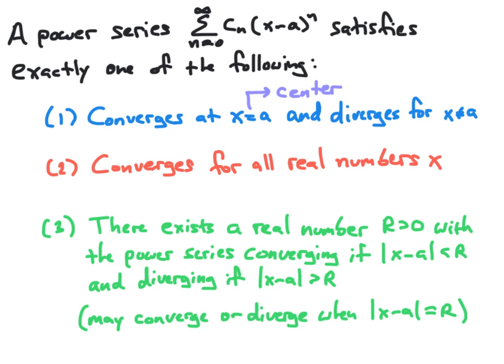Also note that in this case, when the absolute value of x minus a is equal to r, the series may converge or diverge. And so typically when we're in this case, we're going to actually have to check those two possibilities when the absolute value of x minus a is equal to r, which means x minus a is equal to r or x minus a is equal to negative r. We'll have to check those two cases separately using the various convergence tests that we've seen.